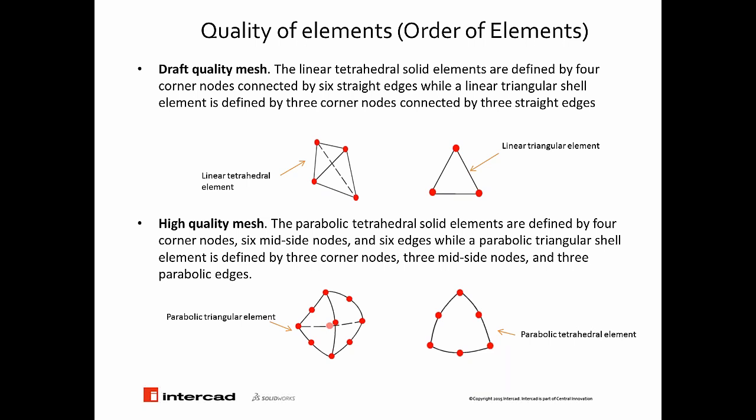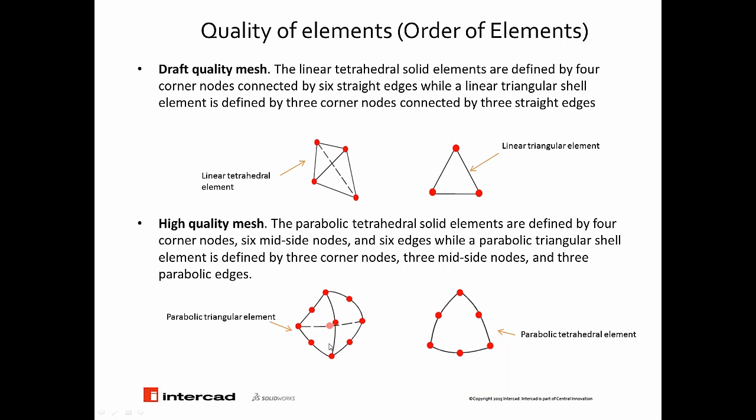As much as the straight lines are small, you have a better presentation or estimation of the curves. This could be improved if we simply increase the order of element. Let's say second order, or in SolidWorks we call it high quality mesh. It could be in a form of parabolic tetrahedral solid elements, which is defined by 4 corners, 1, 2, 3, and 4, 6 mid nodes, 1, 2, 3, 4, 5, and 6.